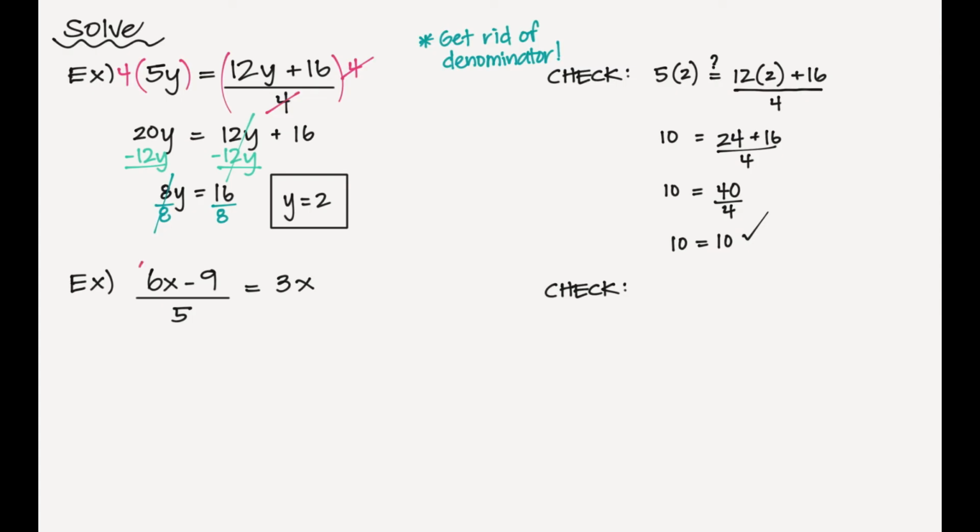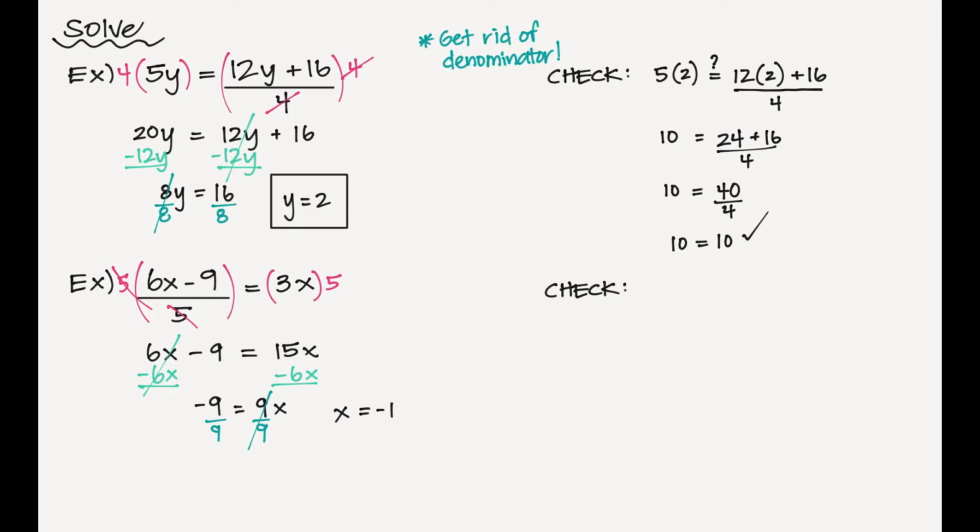All right, let's do this one more time. Let's multiply both sides by 5, which is the denominator, and that leaves me with 6x minus 9 is equal to 15x. Now I can subtract 6x on both sides to move the variables to the same side. That leaves me with negative 9 is equal to 9x. Divide both sides by 9, and I find my solution x is equal to negative 1.